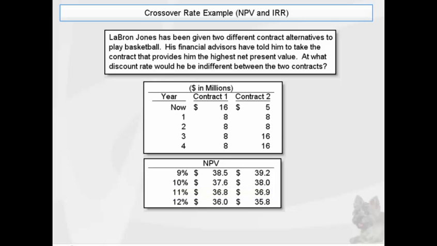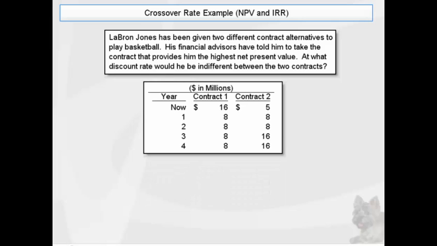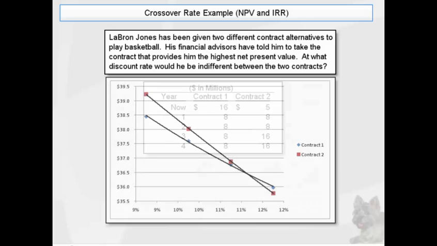Another approach we could take would be to graph the net present values of the two different contracts and see where they cross over. And where they cross over is the indifferent point.